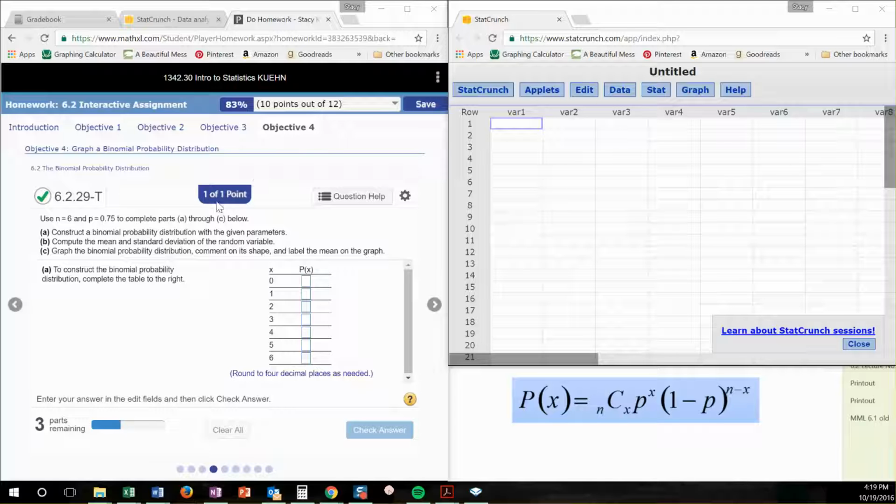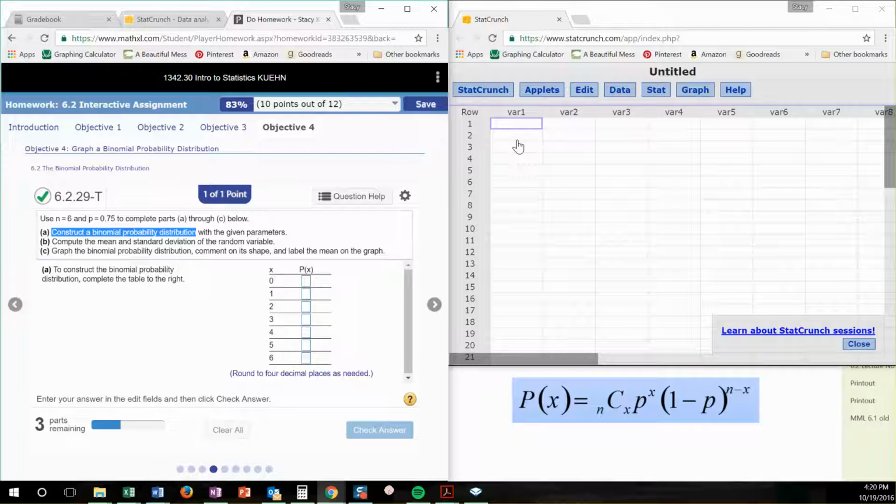Okay, so we're going to talk about how you can construct a binomial probability distribution using StatCrunch and the formula that we know for the binomial probability distribution. So this is the example we're going to work on. I'm told in my problem that I have a sample size of 6, that the probability of success for my samples is 0.75, and you can see that my variables over here, my x values, or the number of successes, are listed here in this column.